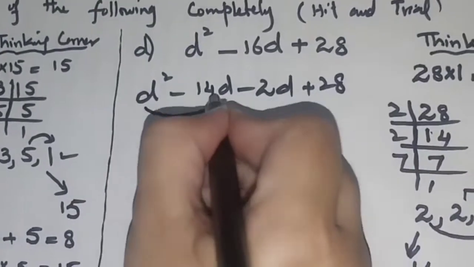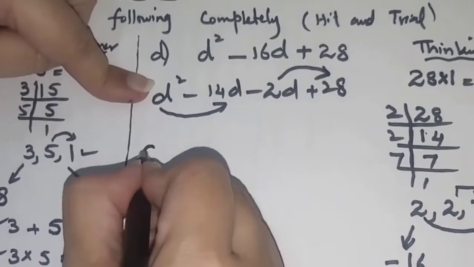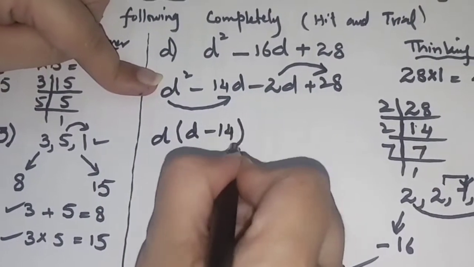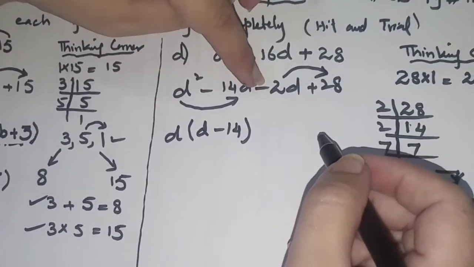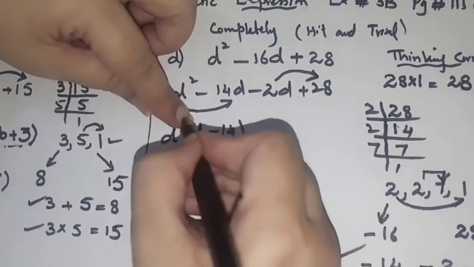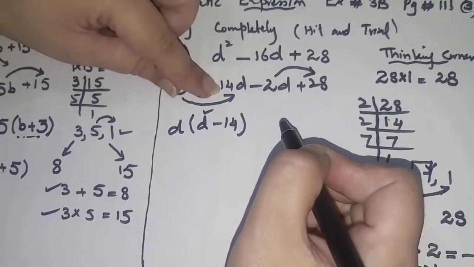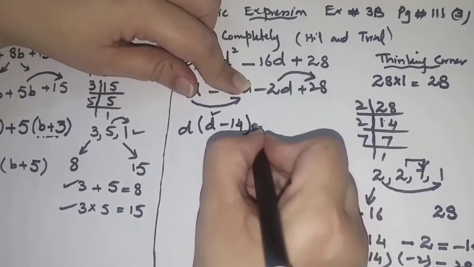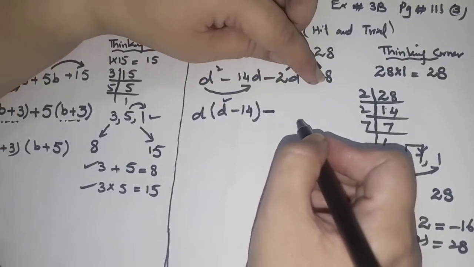Now again make the groups quickly, having some number or some letter common. From the first group, d is out, then d minus 14. Now this is the most important step that I have to understand, that if I'm looking at the first bracket, I can see that here d is positive. So the choice of the suitable sign that has to be taken out is also important, that I have to take minus sign outside the bracket and looking at 2 and 28.